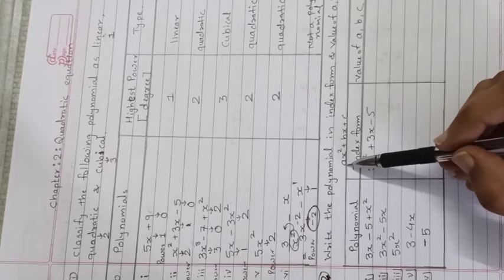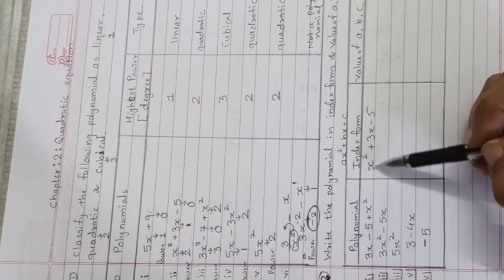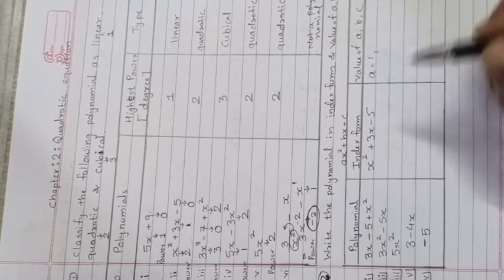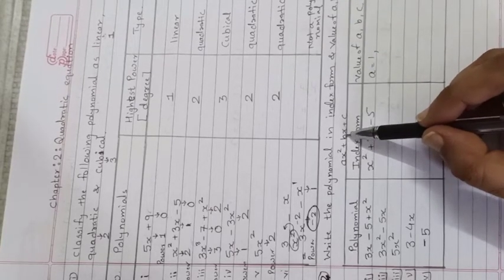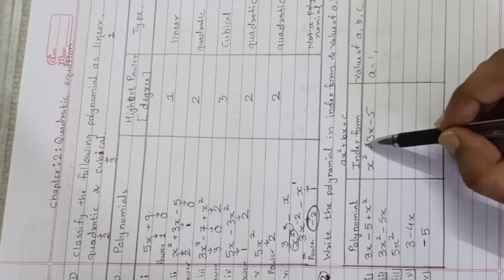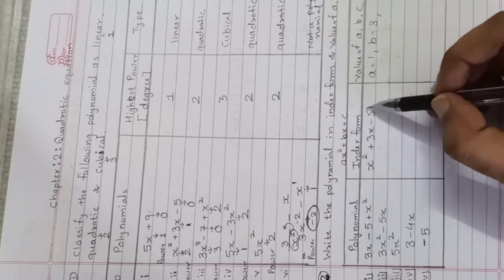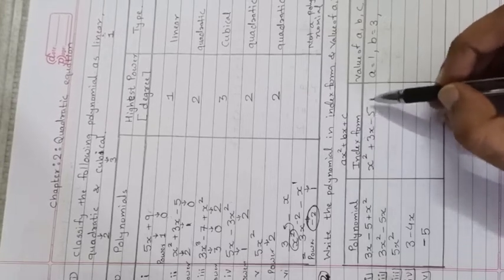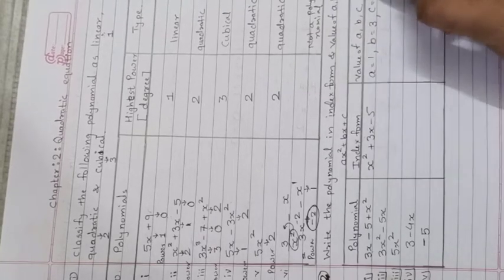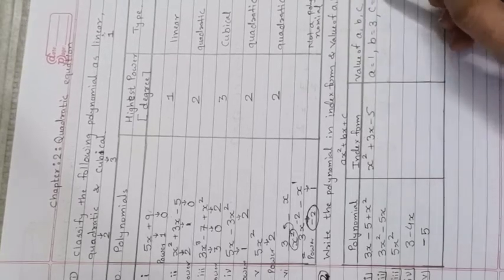Now x square's coefficient is called a. What is the coefficient of x square? Nothing, so it is 1 x square. So the value of a will be 1. What is b? b is the coefficient of x, and b here is plus 3, so b equal to 3. And what is c? The remaining number, also known as the constant number, without a variable, which is minus 5. Okay, so a equal to 1, b equal to 3, and c equal to minus 5.